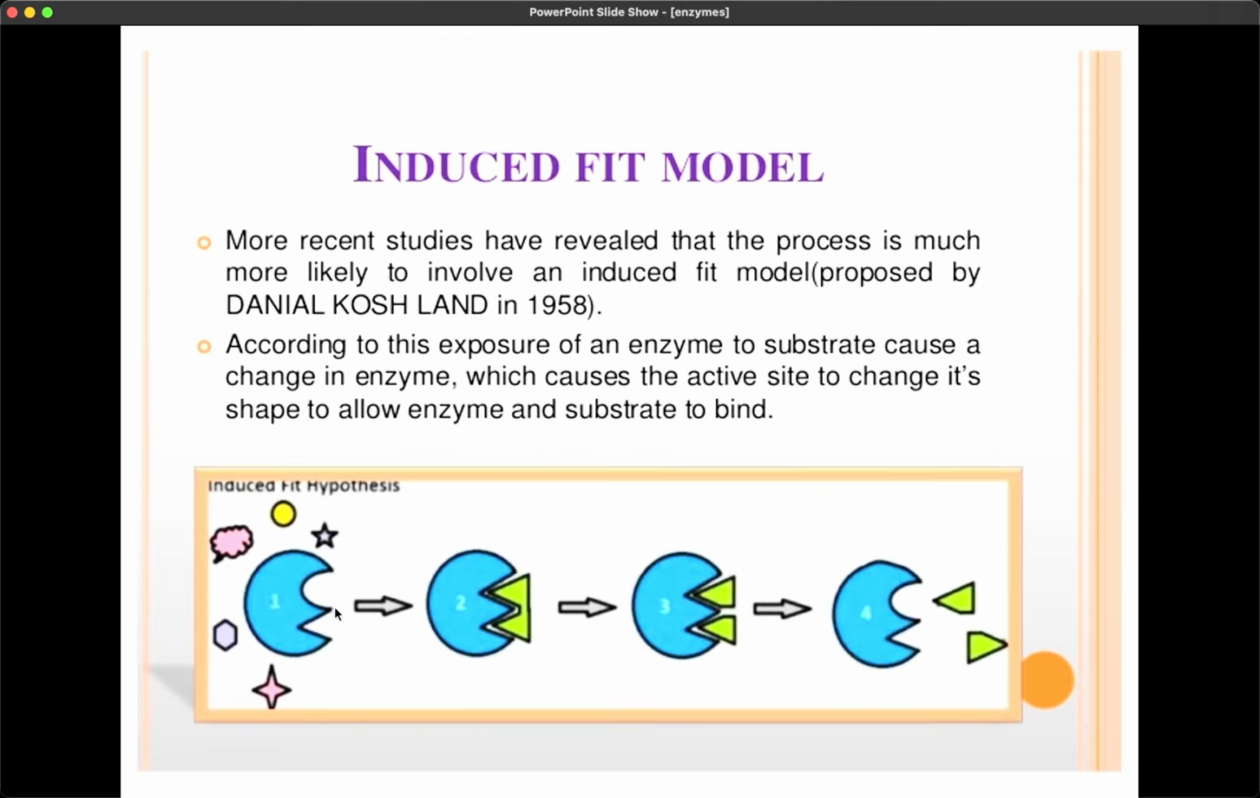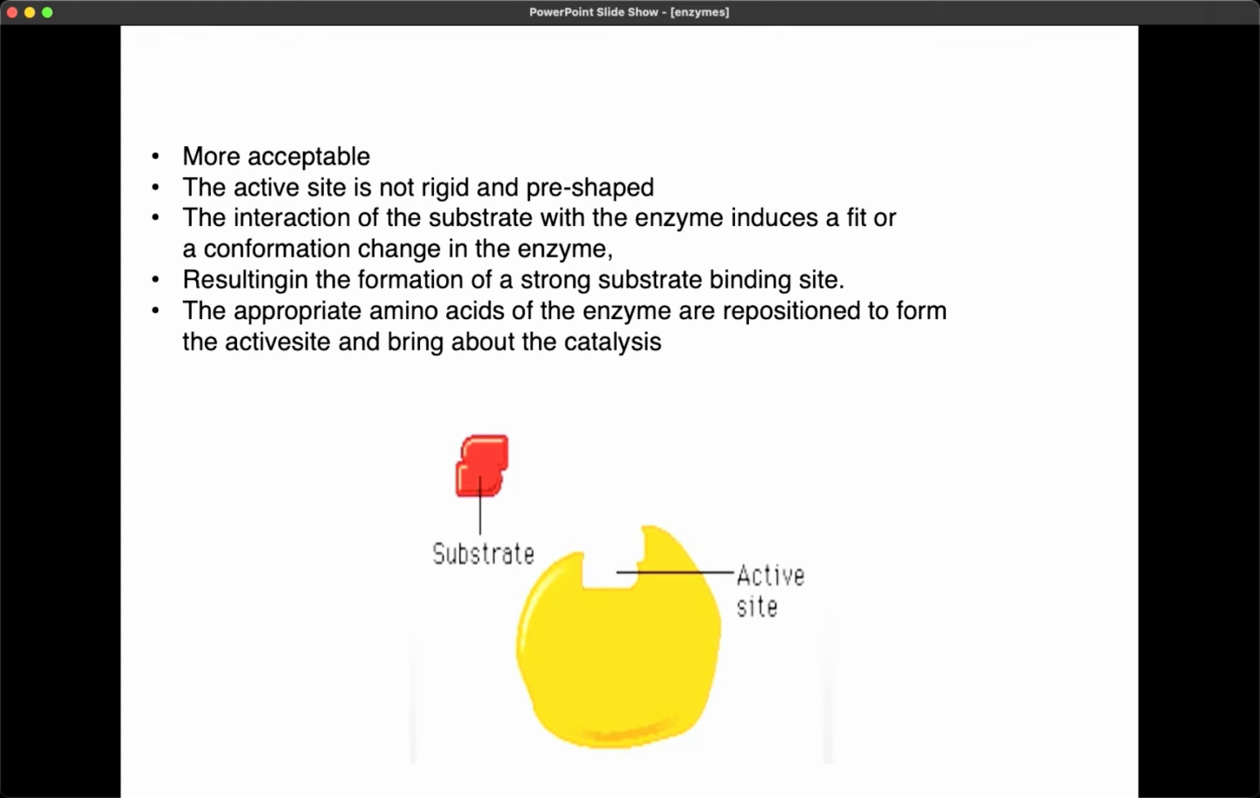Okay, so here we can see in the picture, first this was the shape with one triangle socket and one hemispherical socket, but when the substrate came around, it changed into both triangle sockets, and then the reaction takes place, but the socket then changes back into its original form, the hemispherical shape. So this is the induced fit model. The shape is induced into it. This is more acceptable and more practical.